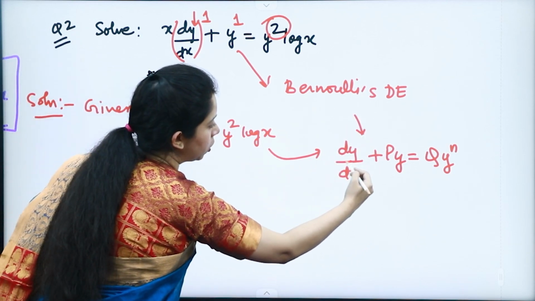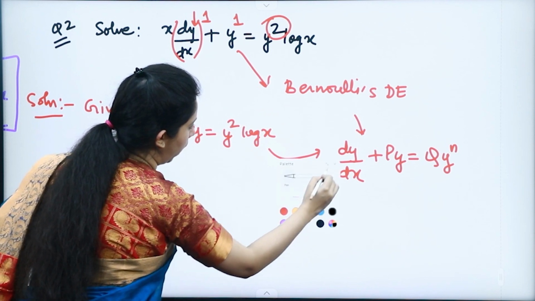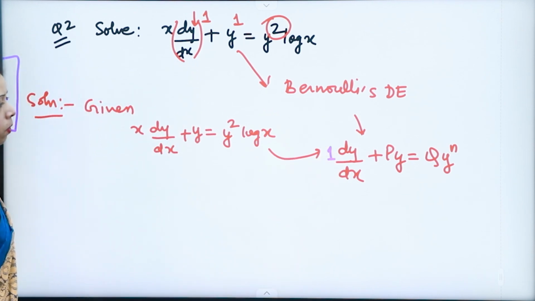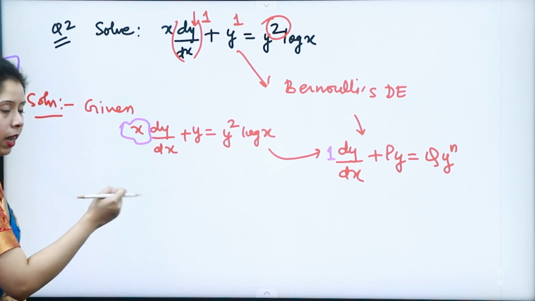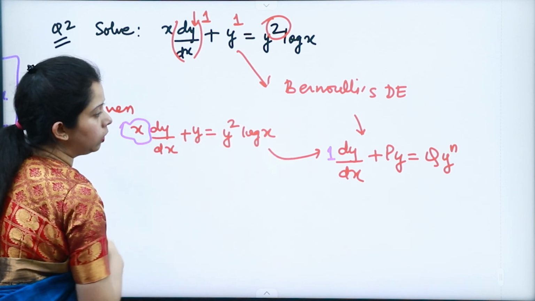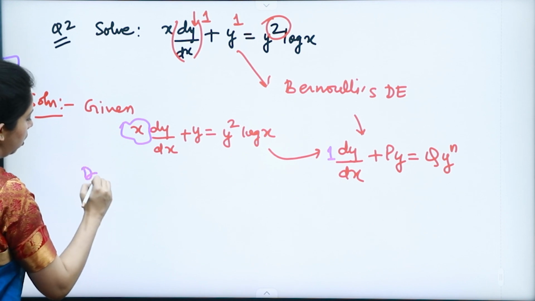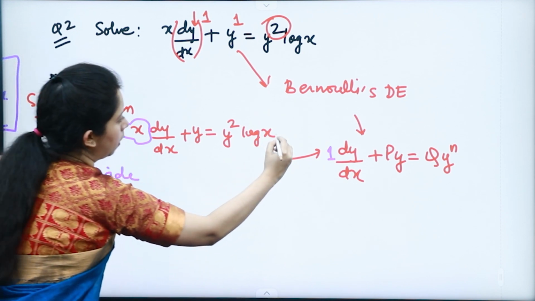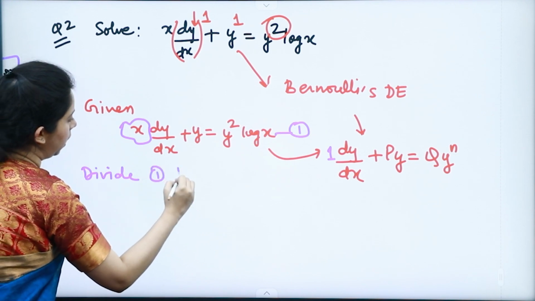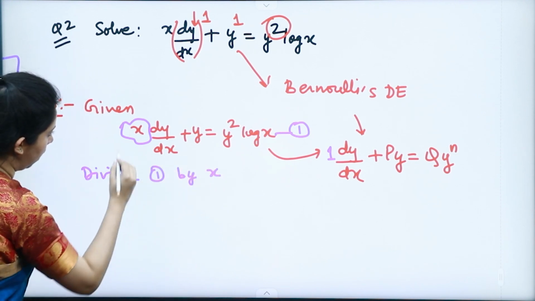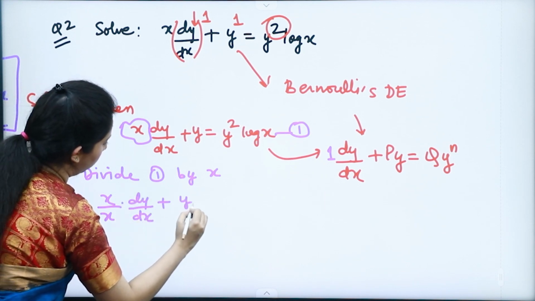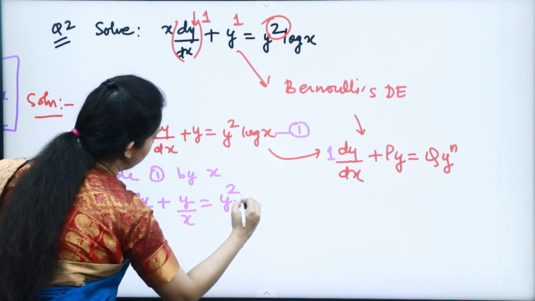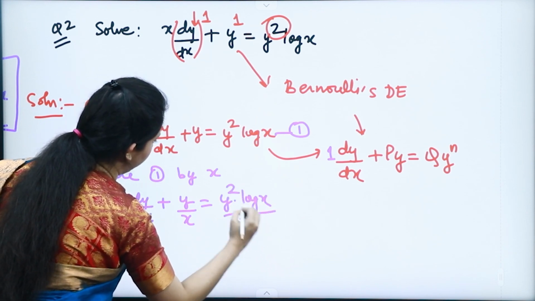That means the coefficient of dy by dx should be 1. But in this particular question you can see that the coefficient of dy by dx is not 1. So the first step is to divide the whole equation by x, so that it transforms into the standard form of the Bernoulli differential equation. We can mark this as equation 1 and divide equation 1 by x. So this becomes x divided by x into dy by dx plus y by x is equal to y square into log x divided by x.